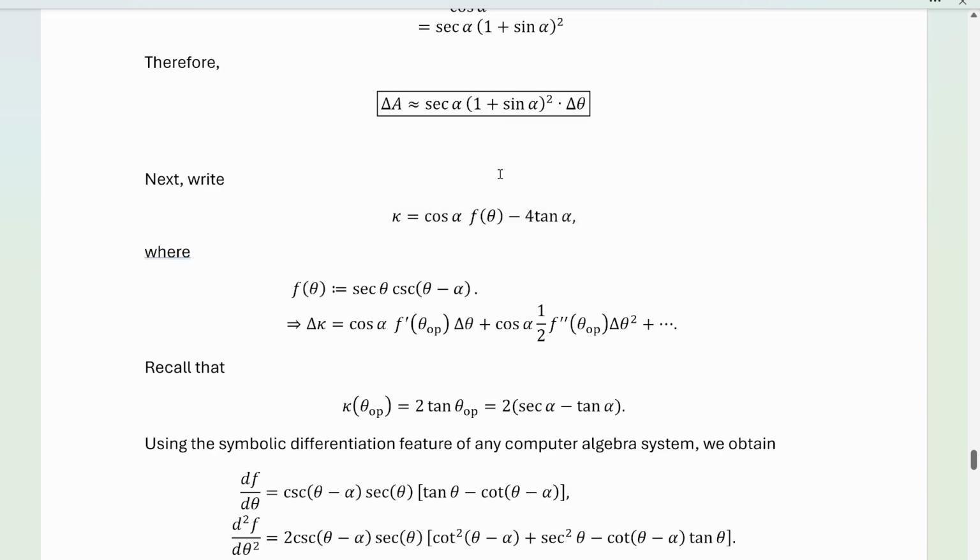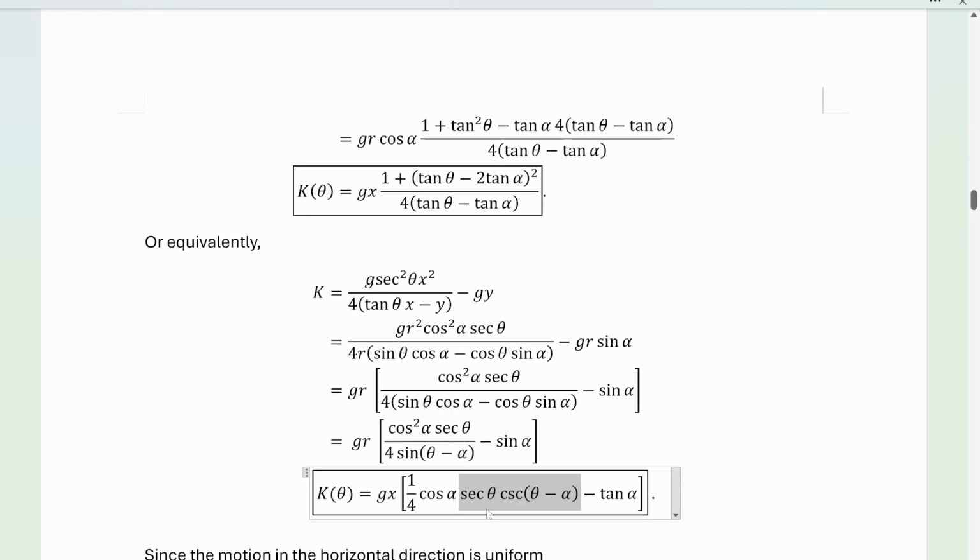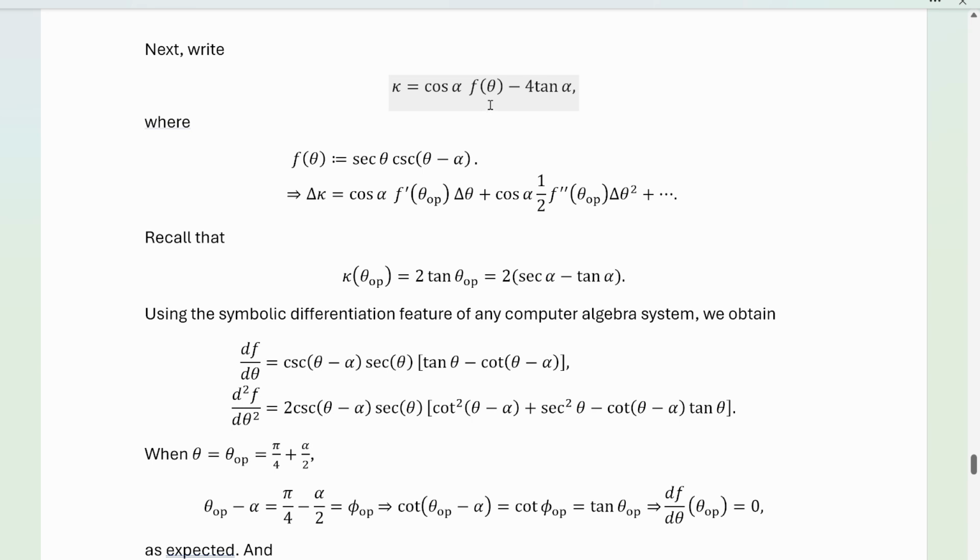And here is the approximate linear relationship between delta A and delta theta. We'll then find the approximation for kappa. This is where the second equivalent form for kappa of theta comes in handy, because only this part of the function, that is secant of theta times the cosecant of theta minus alpha, depends on theta. So we only need to differentiate this part. So this is the expression of kappa, in which f of theta is the part that we just mentioned.